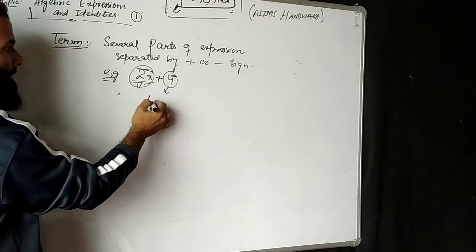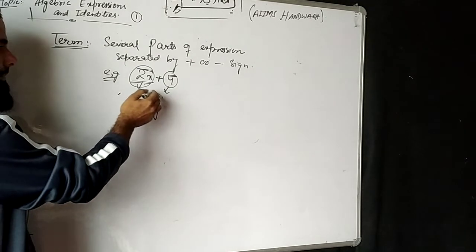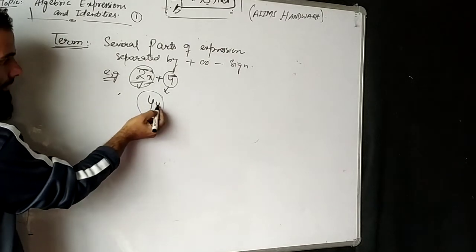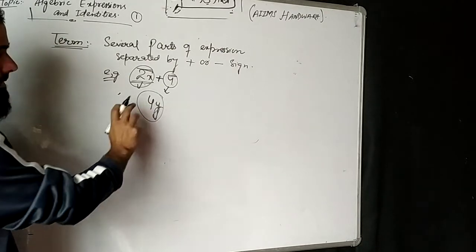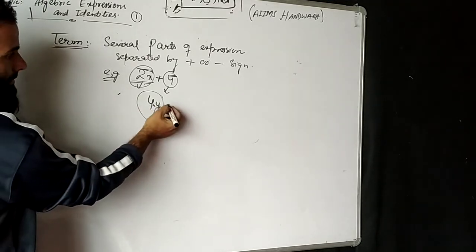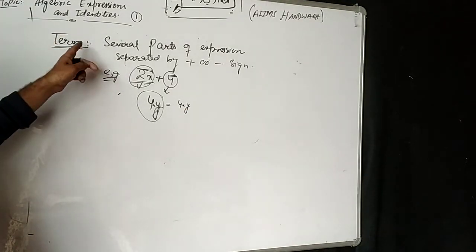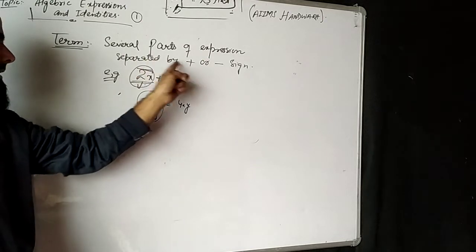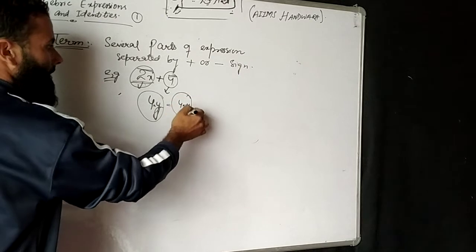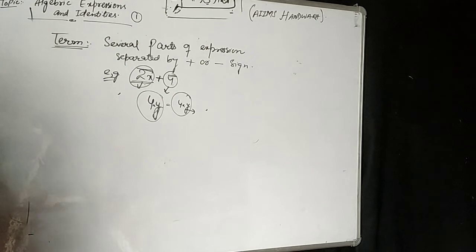And another example, if you have an algebraic expression given, that is 4y, what's the number of terms here? So there is only a single term. How? 4 and y are combined together by fundamental operation, that is multiplication. So this is 4 into y. But what is the definition of term? Several parts of an expression separated by plus or minus sign. Here there is neither plus sign nor minus sign. So this is a single term. Here there is only one term, so we call it a single term expression.